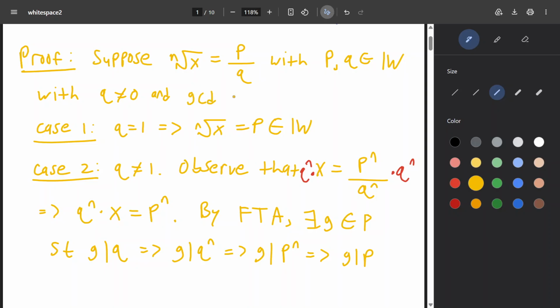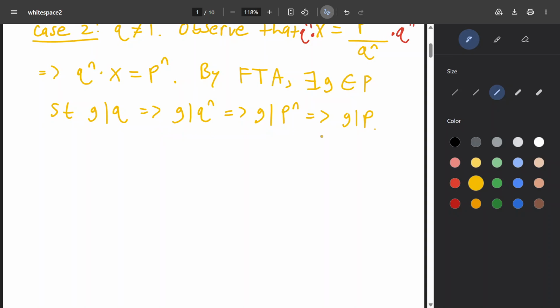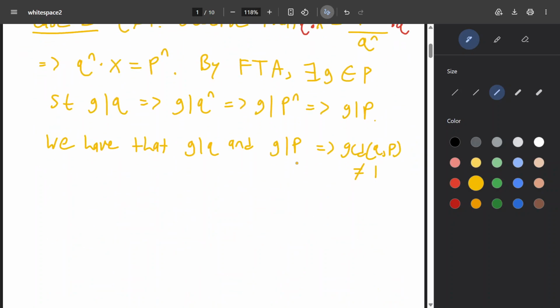Also, I should have stated up here that the greatest common divisor of p and q is equal to 1. Let's also suppose that that's the case, that this is a fully reduced fraction here. Sorry, I should have said that earlier. Okay, so we have that g divides q and g divides p, which implies that the greatest common divisor of q and p is not equal to 1, which was our initial assumption. So this is a contradiction.